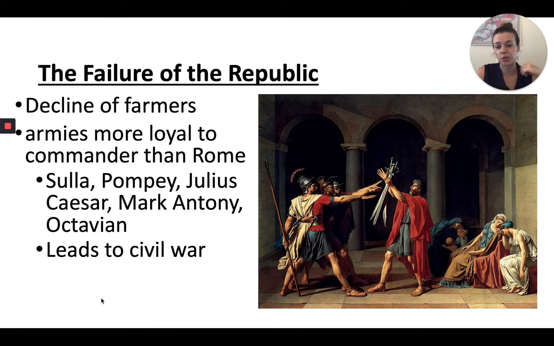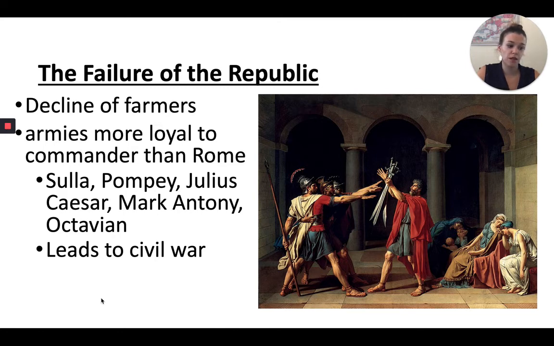So you have issues of clean water. The Tiber had lots of malaria in it. There was a shortage of housing, a shortage of work, shortage of food. So with fewer farmers, we had smaller armies. Remember, the armies were made up of landowners.